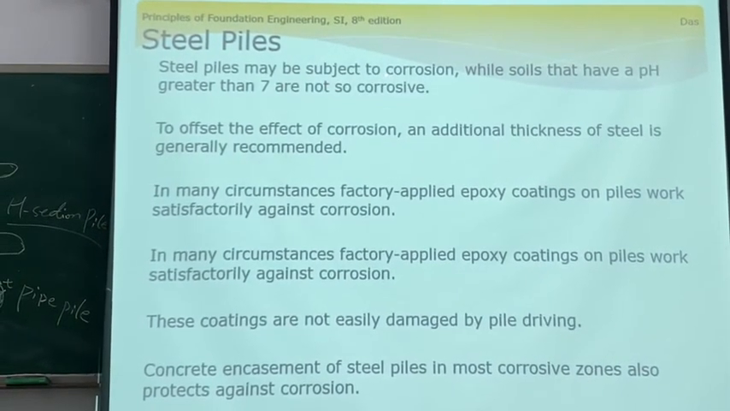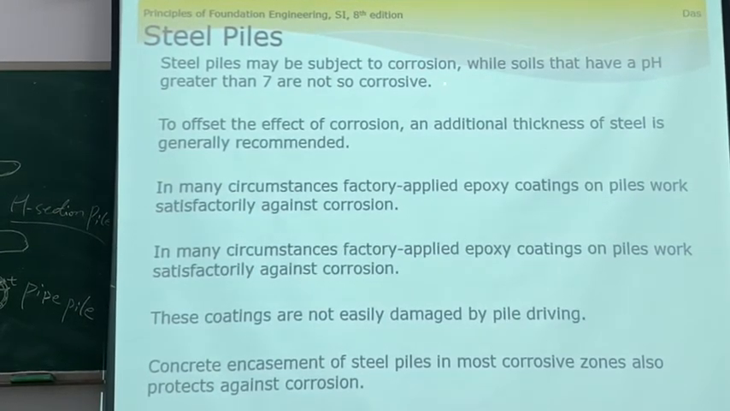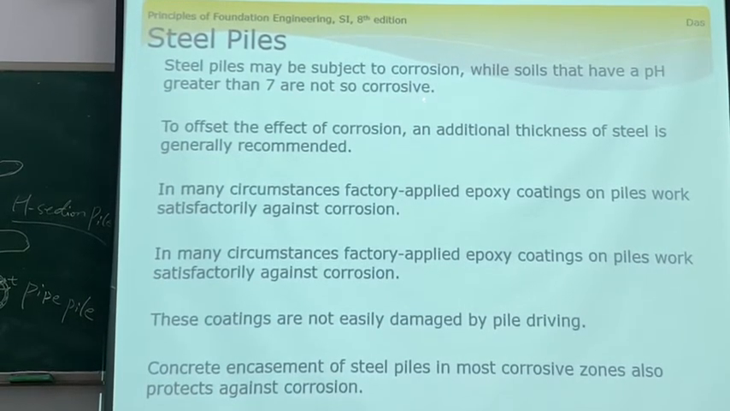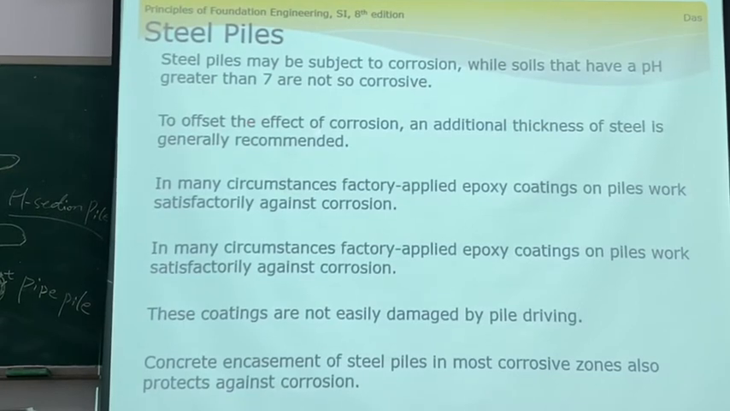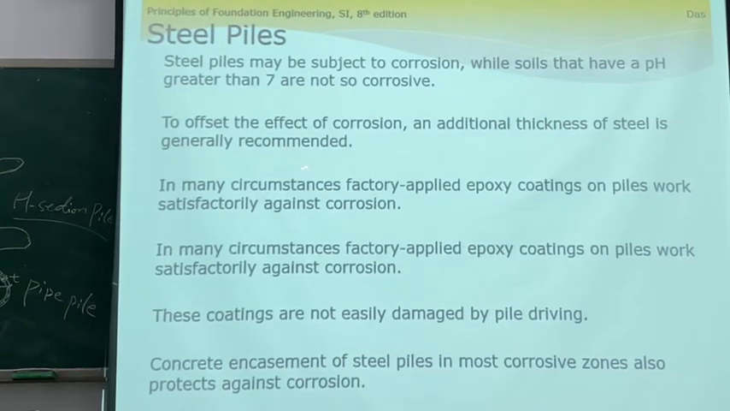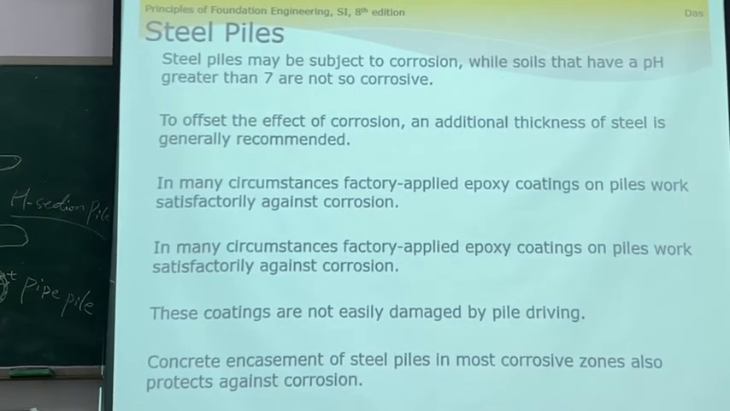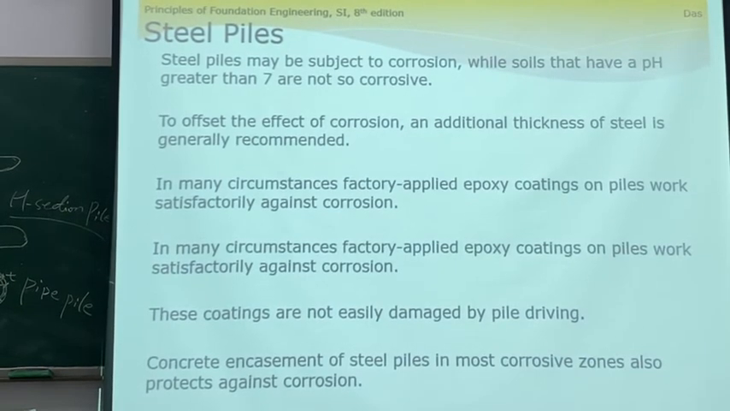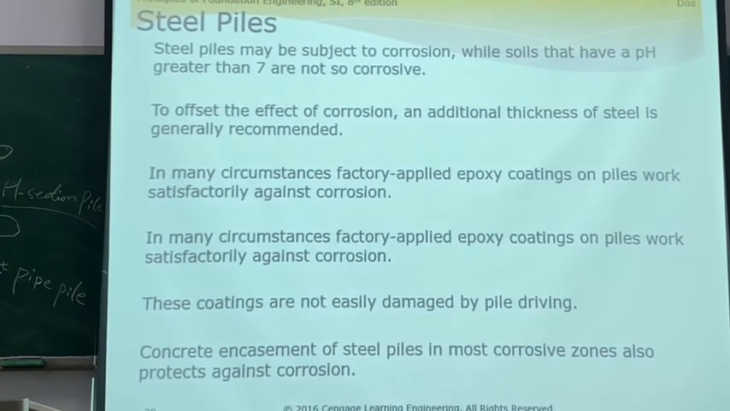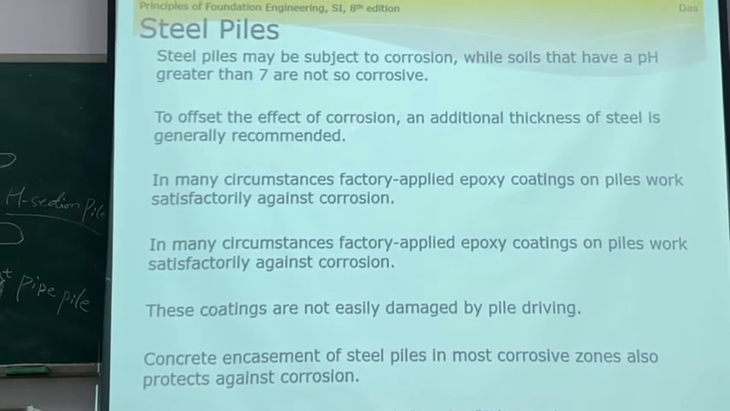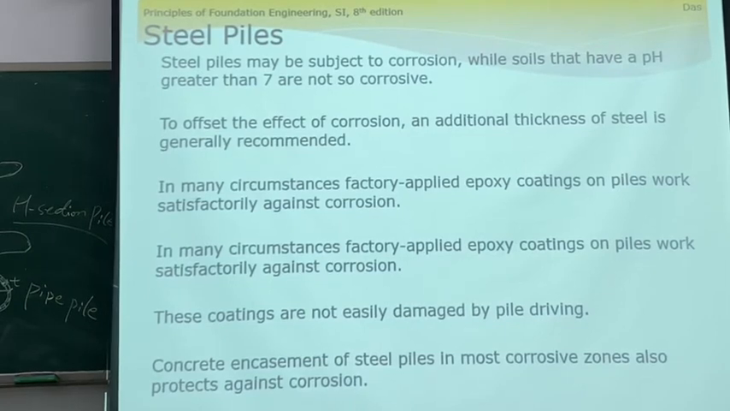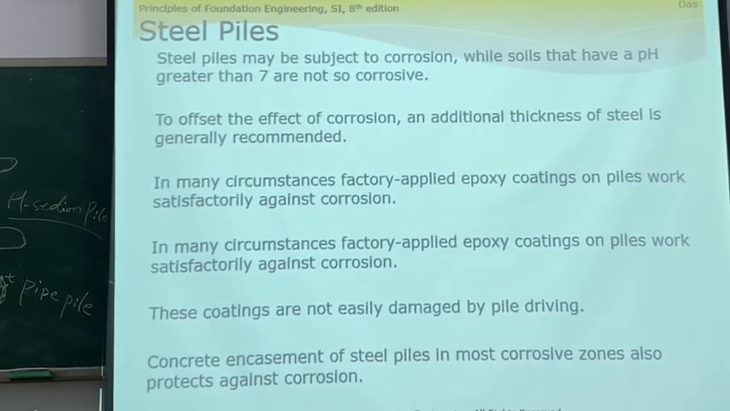And in Myanmar there may be some corrosion. My soil has a pH greater than 7 and is not so corrosive. To offset the effect of corrosion, an additional thickness of steel is generally recommended. So we can divide the thickness of the steel into two parts. One part is used for corrosion. One part is used for supporting the load.